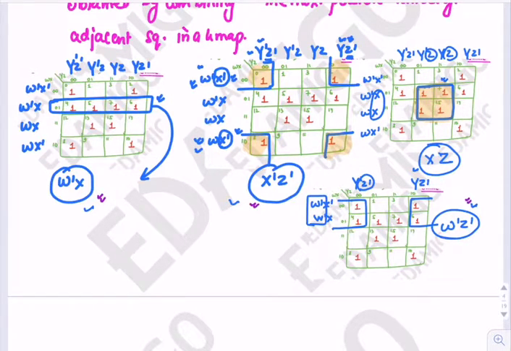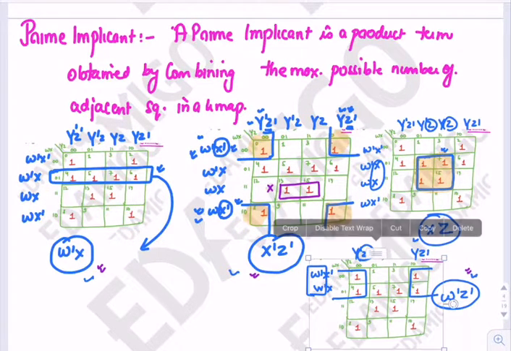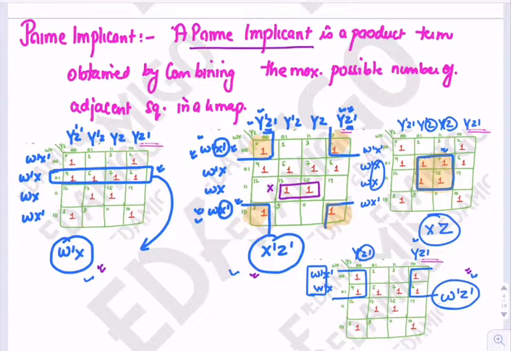Now you can have a doubt that we can have this also as a prime implicant, by combining these two ones together, but this is not a prime implicant because in the definition itself, a prime implicant means that the maximum possible number of adjacent squares in the K-map have to be combined together to form a prime implicant.